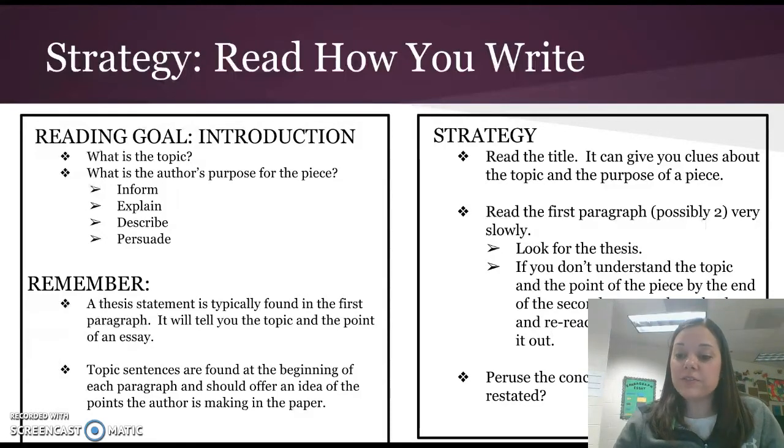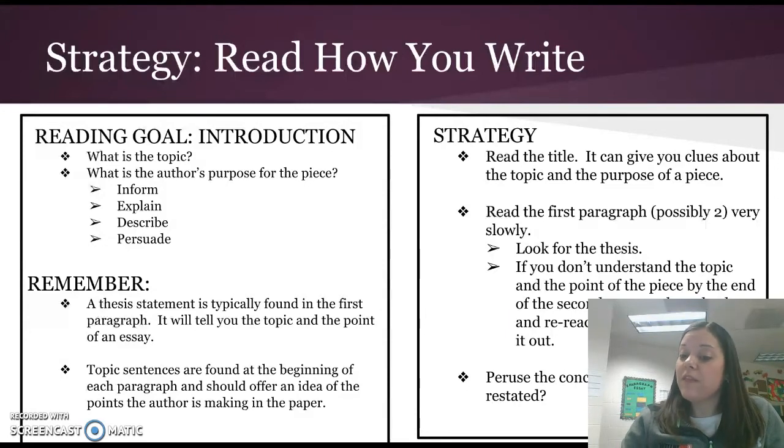If I had to give you a strategy for answering the questions, what is the topic and what is the author's purpose, I would say first, read the title. The title can give you clues about the topic of a piece before you ever start reading. Secondly, I would say read the first 2 paragraphs carefully. Look with detective eyes for that thesis statement. That thesis is going to tell you what this paper is about and what the point is.